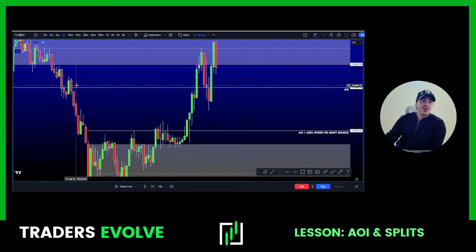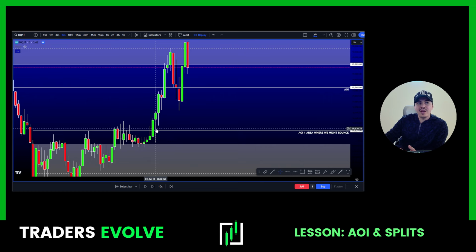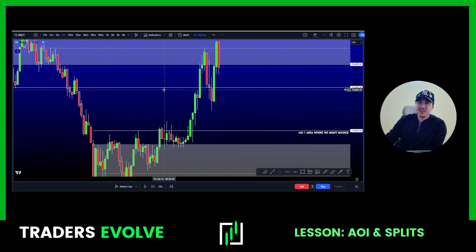So we take a look. I mean, take a look at this, right? We come up, we retest the AOI. First time we come into the AOI, we retest the AOI. Okay, again, this is usually a danger zone, so we have to be careful in here.